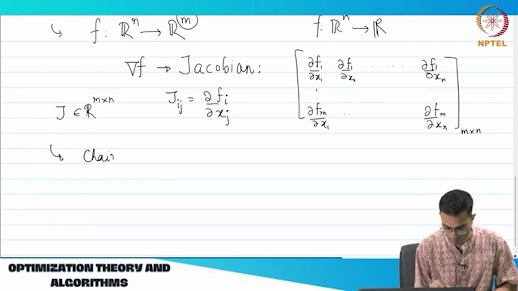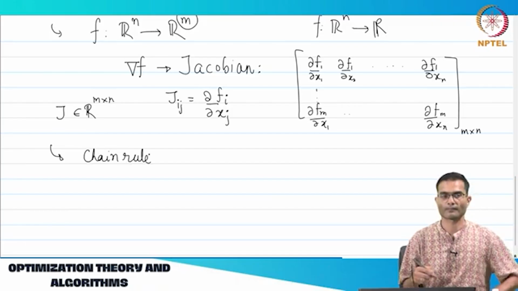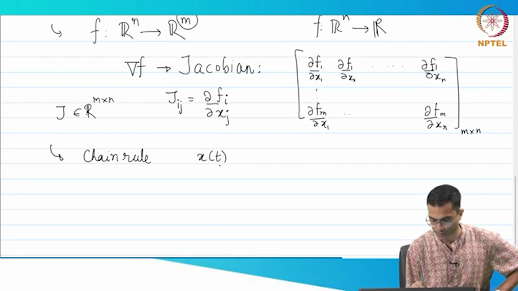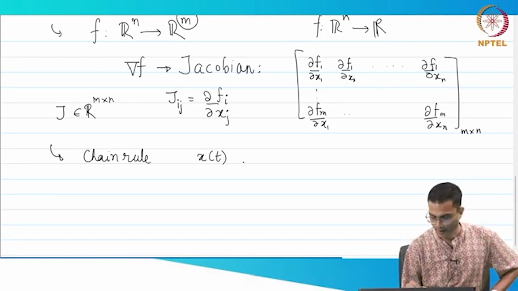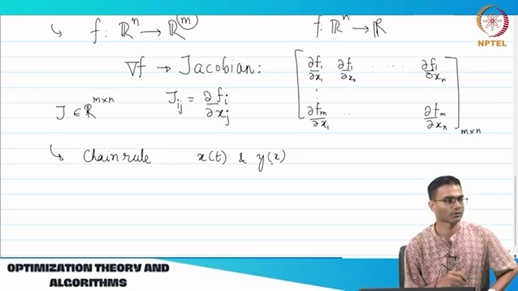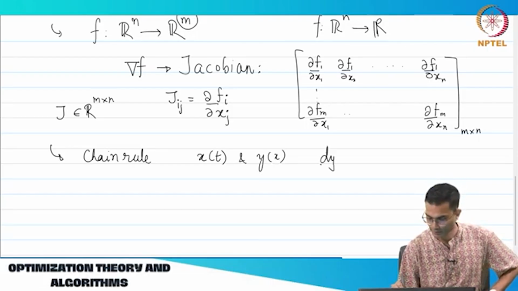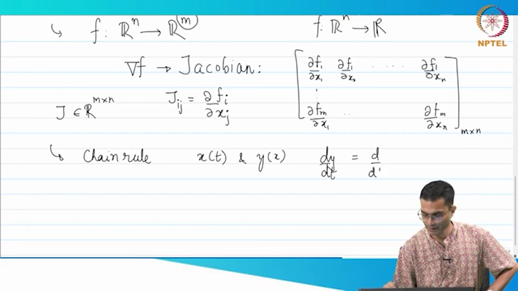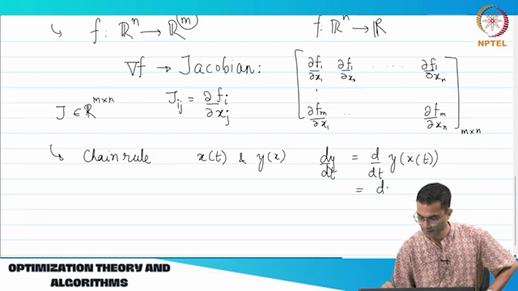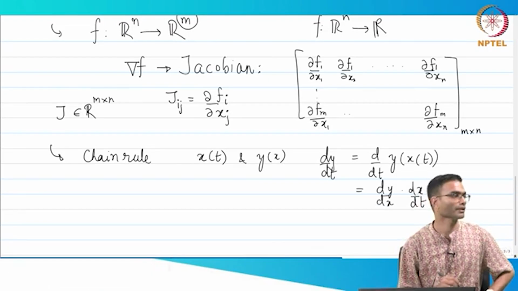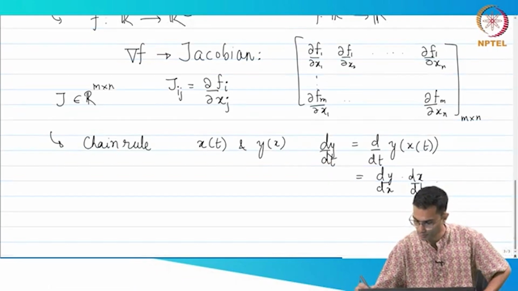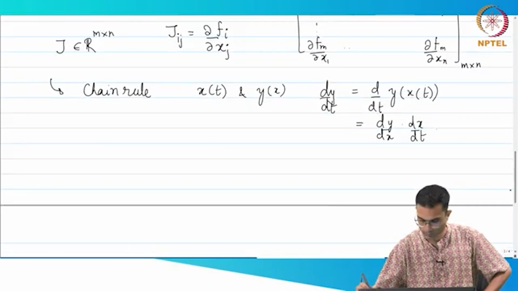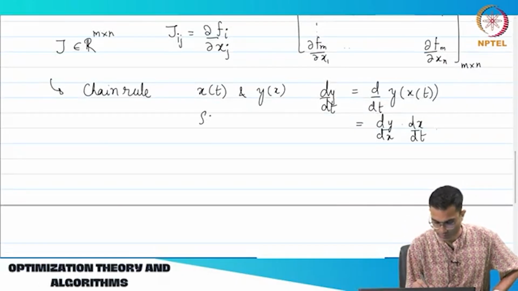So chain rule is another thing, right? Supposing I have x is a function of t. Let's start with a simple case, okay? And y is a function of x, right? And I want dy by dt. What do I do? Right, so I will write d by dt of y of x of t, and I would simply write that as dy by dx times dx by dt. And that's how we do it. This is the scalar case.